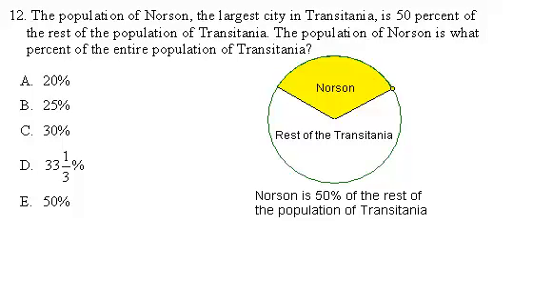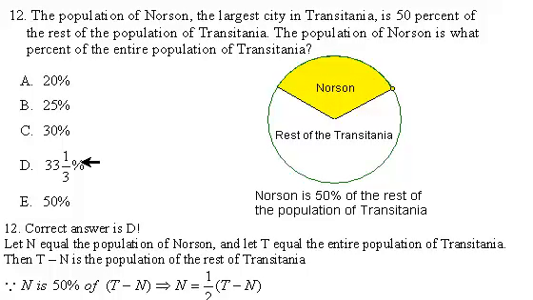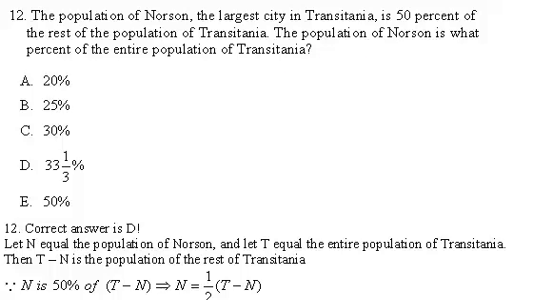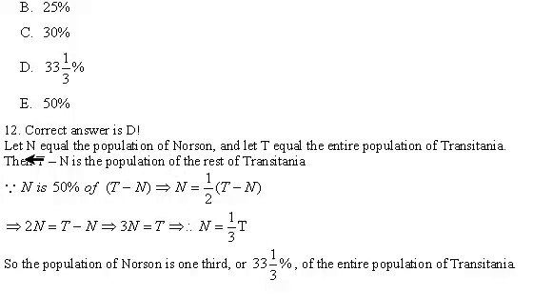That is one way. The other explanation is a written explanation, which is this one, so let me hide this pie graph and move to my typed response. You can see that this is by using algebra. Let us say N is the population of Northern and T the population of the entire country, then T minus N is the population of the rest of the country.